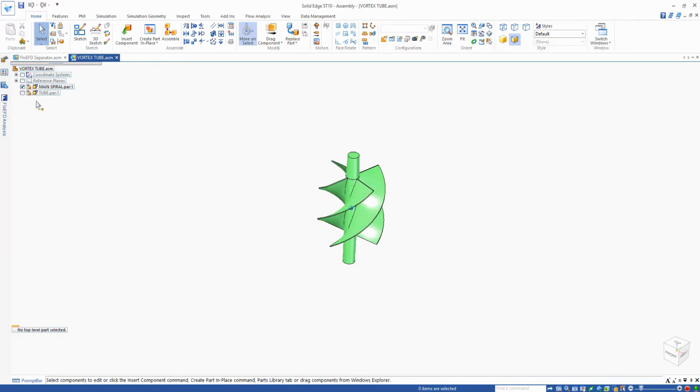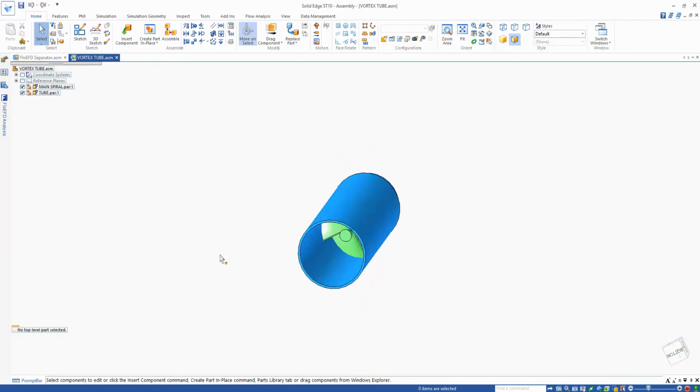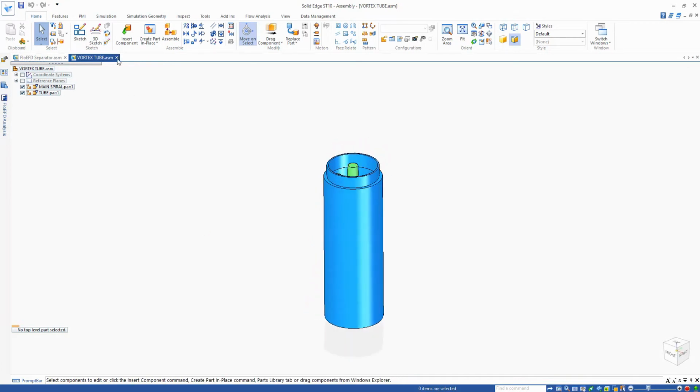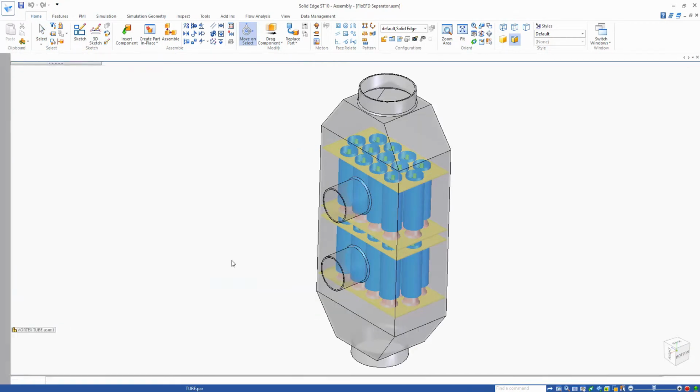So you can see that we have a single spiral that's going to be forcing air towards the outside of this vortex tube, and we can understand that the particles are going to be flung outwards and then separated from the flow as it goes through the device.